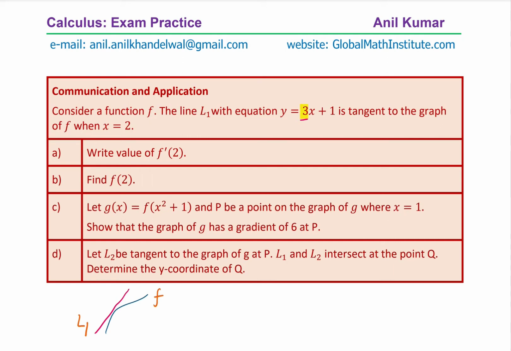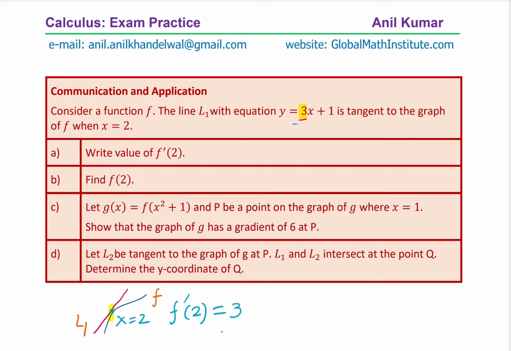So the line 3x plus 1 is tangent to the graph of f at x equals 2. At this particular point, we have the value of x equals 2, right? As far as the function is concerned, the gradient here gives you the gradient at this particular point. So f dash of 2 should be equal to the slope of the line, which is 3. Is that clear? Since the line is tangent. Perfect. That is the logic with which we'll answer part A.